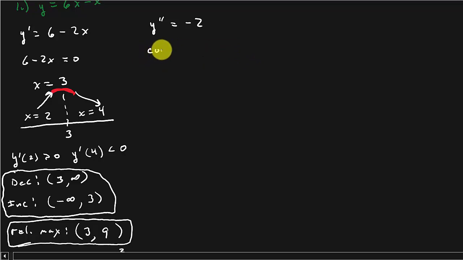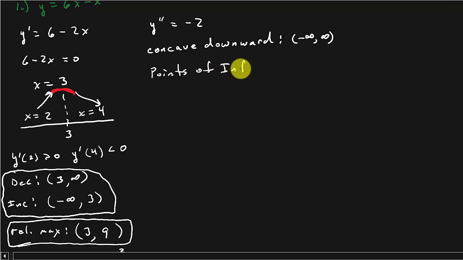So that means, since the second derivative is always negative, it's concave downward over the entire number line from negative infinity to positive infinity, and points of inflection.